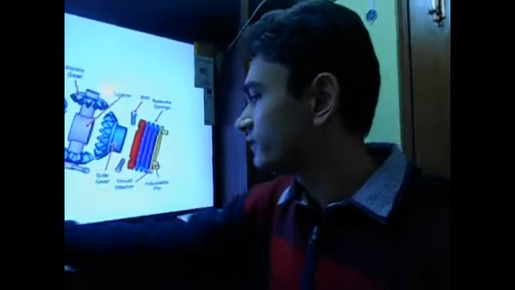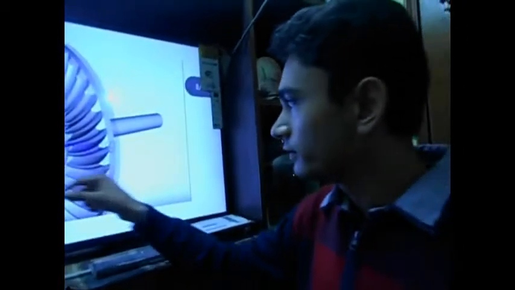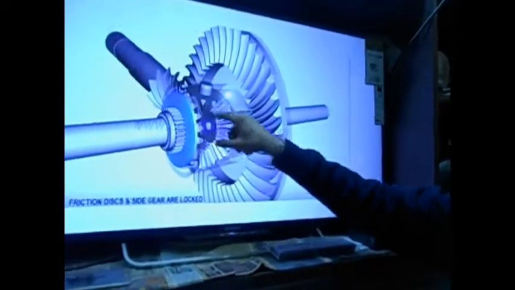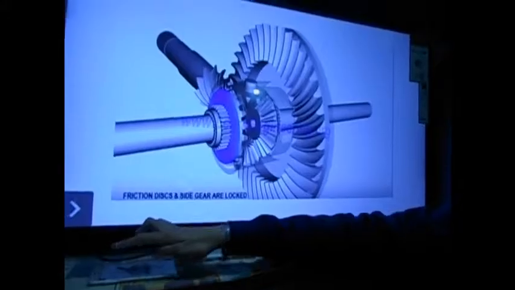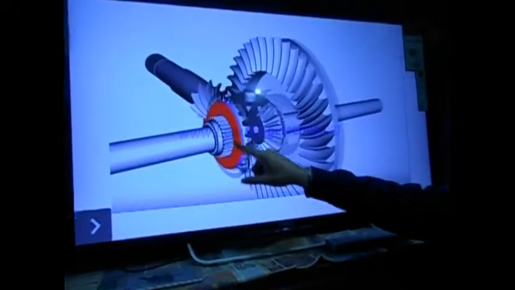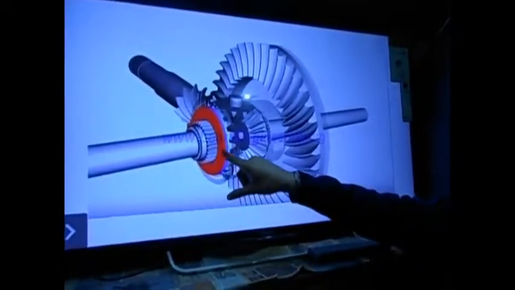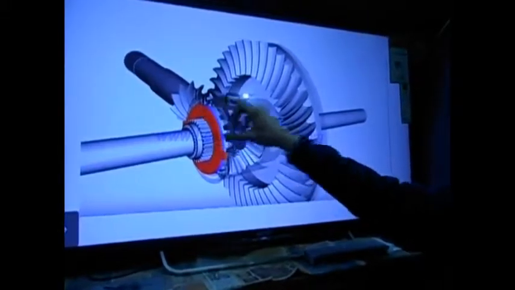A limited slip differential, as shown, has friction discs which are attached to the side gears. This is the left side gear which is locked with the friction disc. And in orange, the clutch plates are shown which are attached to the differential housing.